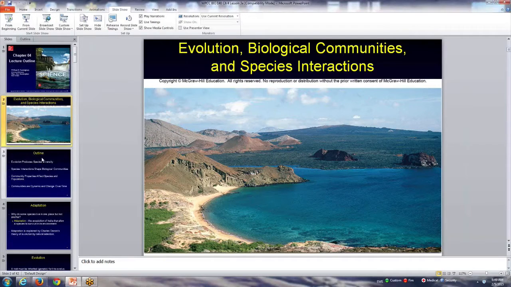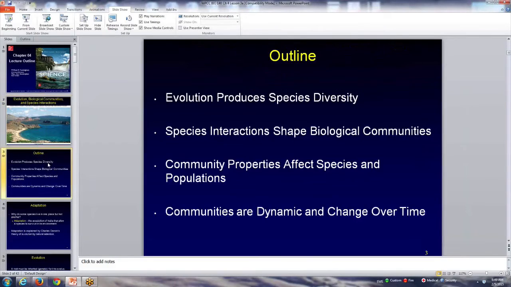So let's go to slide 3. Now slide 3 is an outline. So let's go ahead and just look at that. We're going to look at evolution and how that might lead to species diversity and possibly get into species interactions. But mainly we're going to focus on evolution and how evolution could possibly lead to perhaps new adaptations, new traits, or even a whole new species.